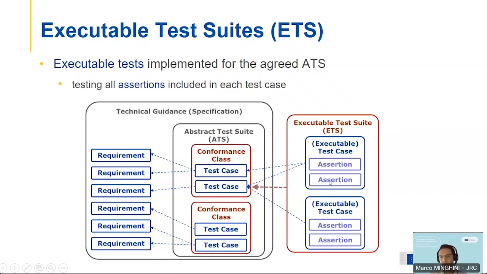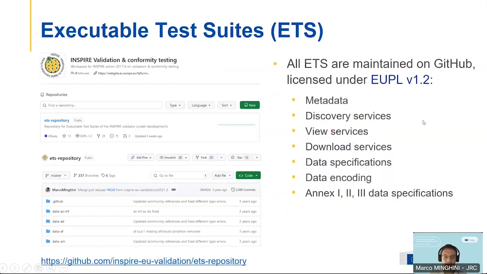Assertions are, again, the smallest units of test, part of an executable test case, which is part of an executable test suite. Again, everything is on GitHub. In this case, there is one single repository called ETS repository, including all the INSPIRE ETS, so for the same categories of resources. These are available under the EUPL version 1.2, because this is, again, code.